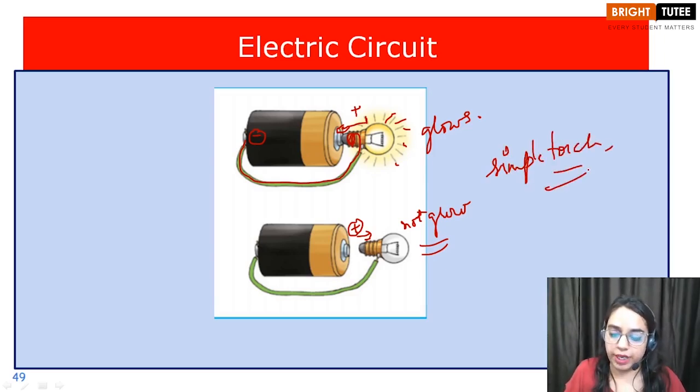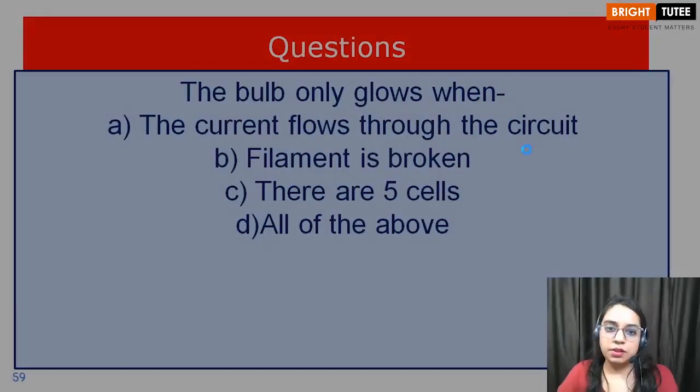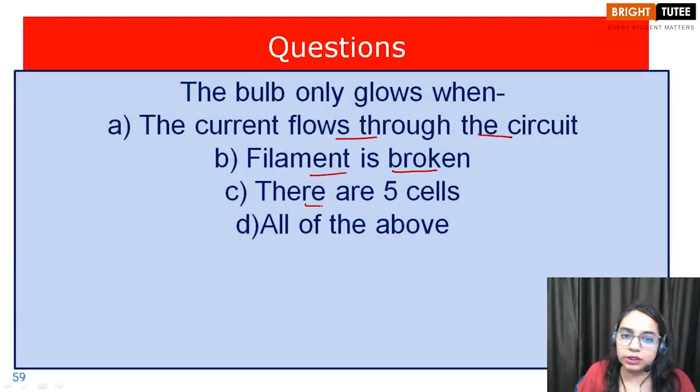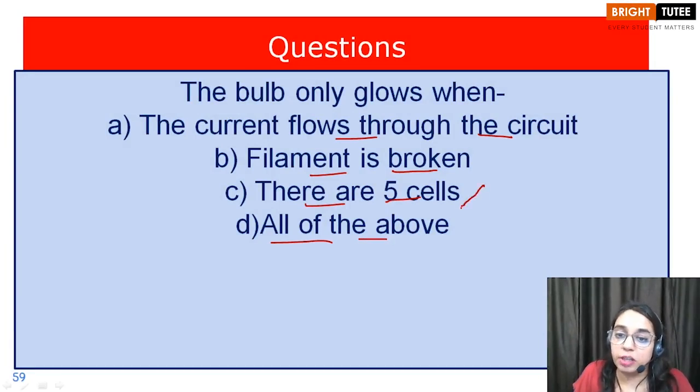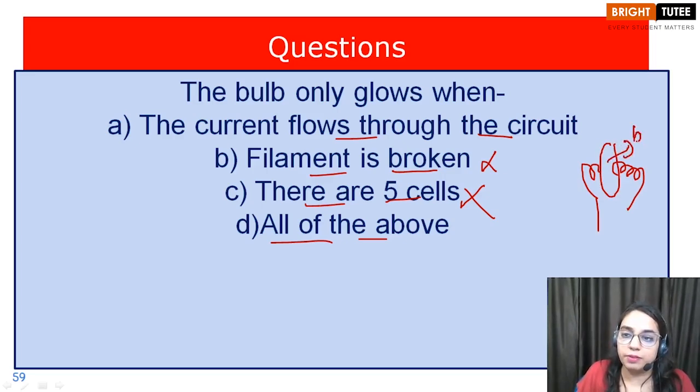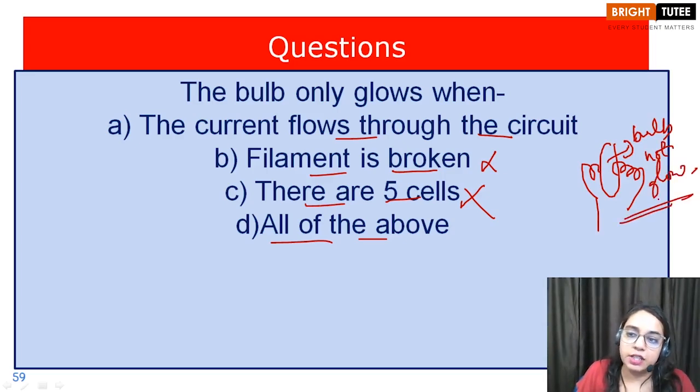So let us move ahead to the next question children. The next question is, the bulb only glows when the current flows through the circuit, the filament is broken, there are 5 cells, or all of the above. So children, it does not depend on the number of cells, so it cannot be the answer. Filament is broken. So children, when the filament is broken, you can see that the path is broken, and in case when the path is broken, the current will not flow, and the bulb will not glow.